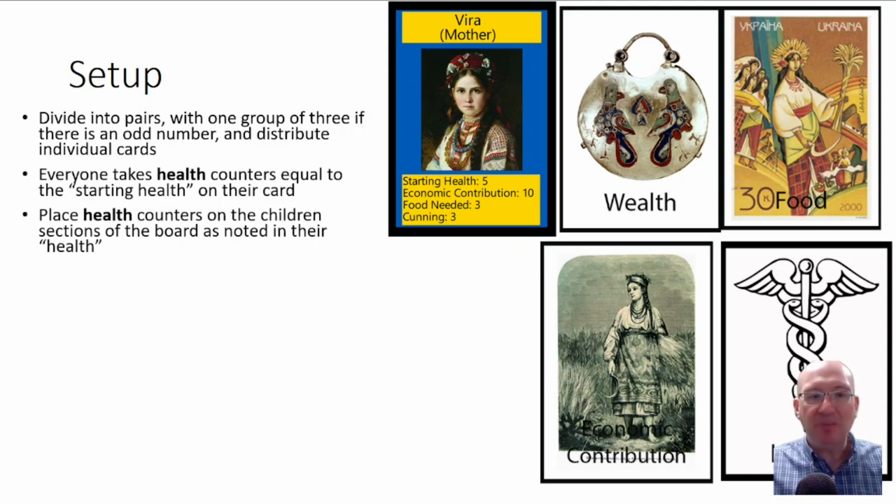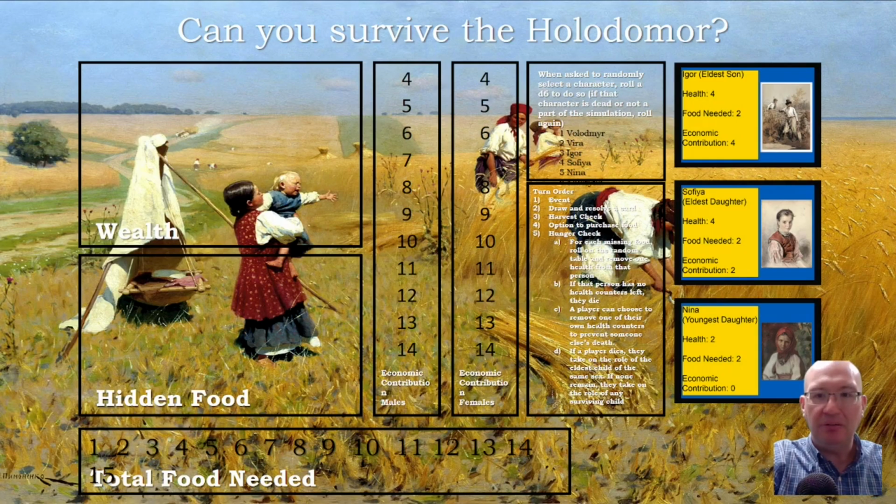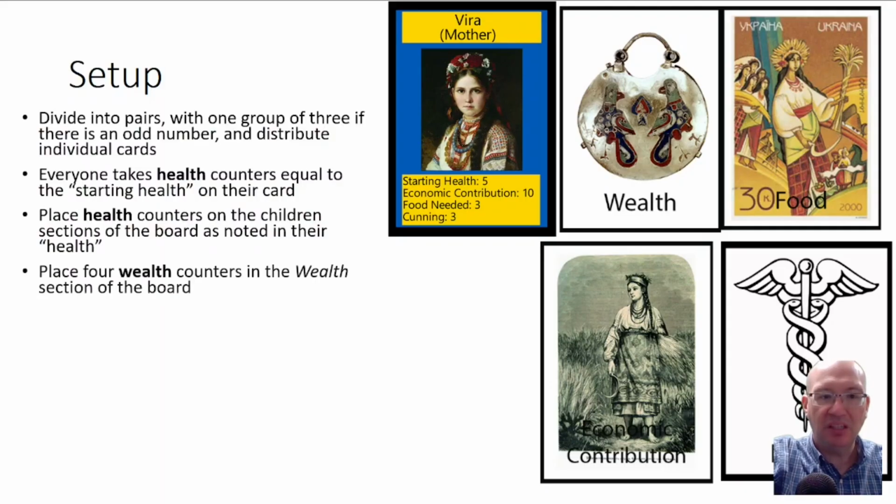Then the next step, I say, okay, place health counters on the children's sections of the board as noted in their health. And you can see, we go back up here, I can go back and just point to this and say, okay, look, there you can see this, Igor starts off with 4, Sophia starts with 4, and Nina starts with only 2. And then I tell people, okay, place 4 wealth counters in the wealth section of the board. And I can point up there.